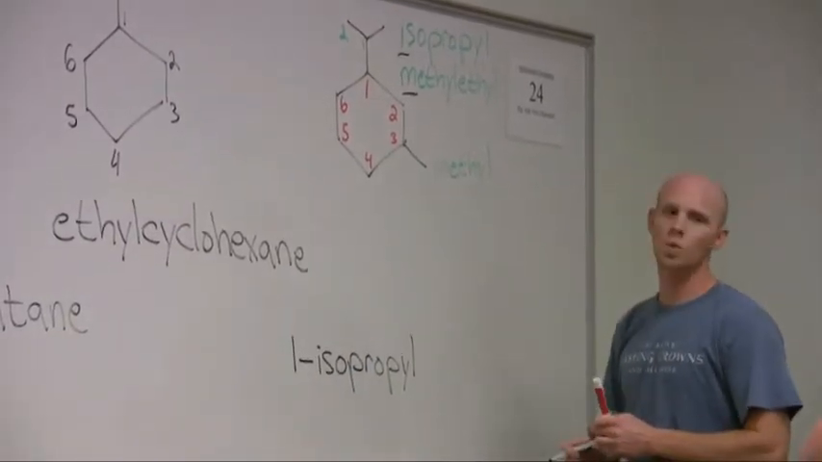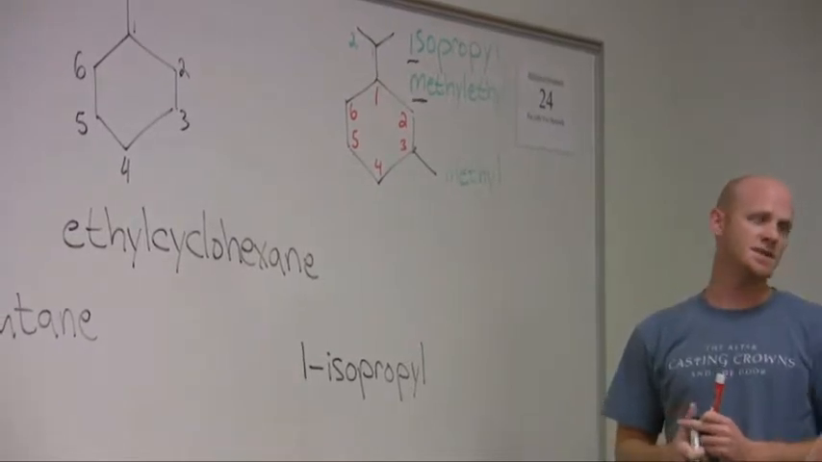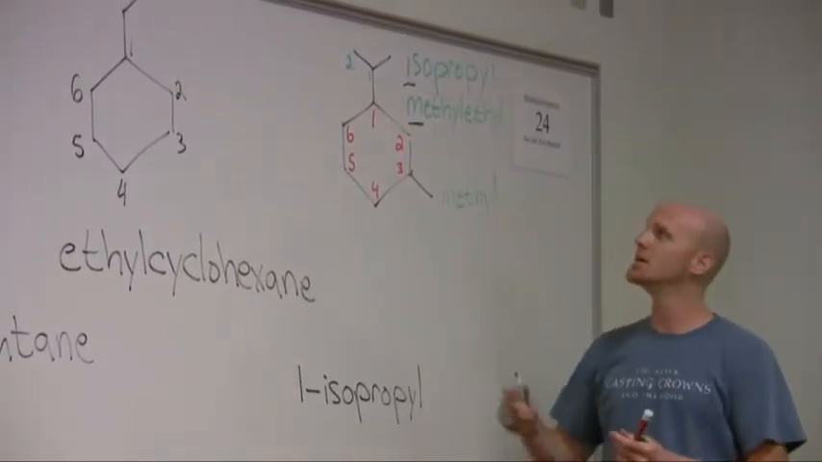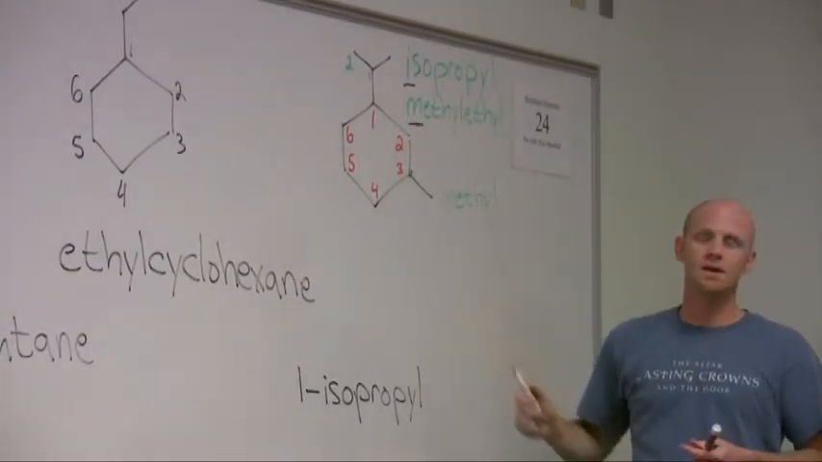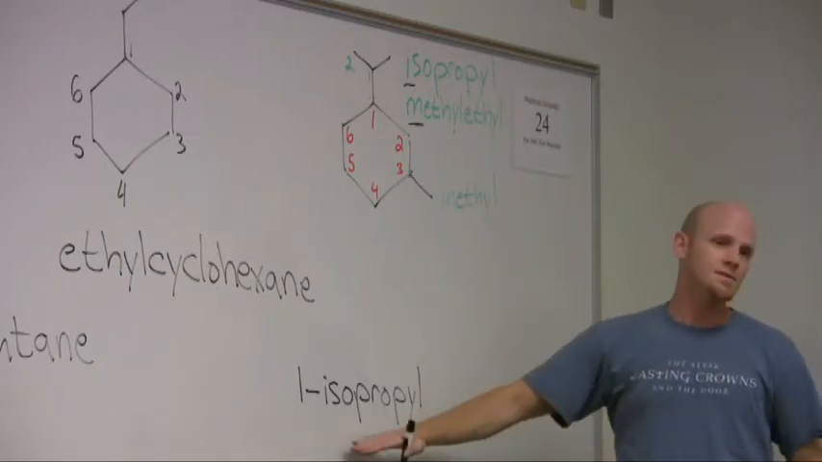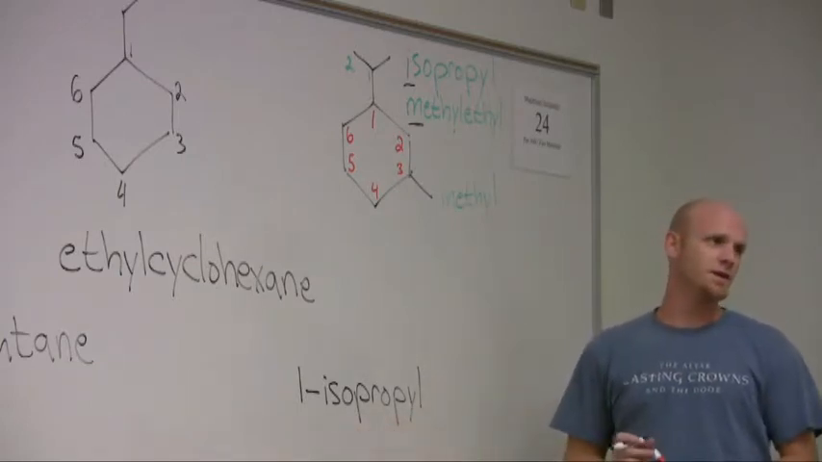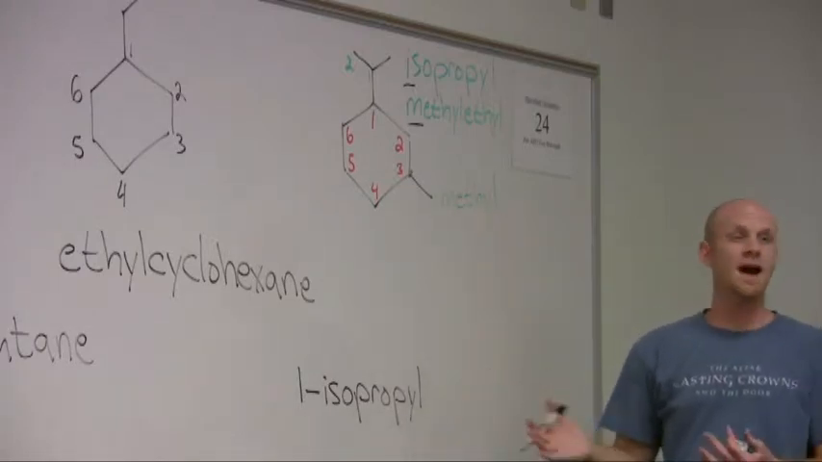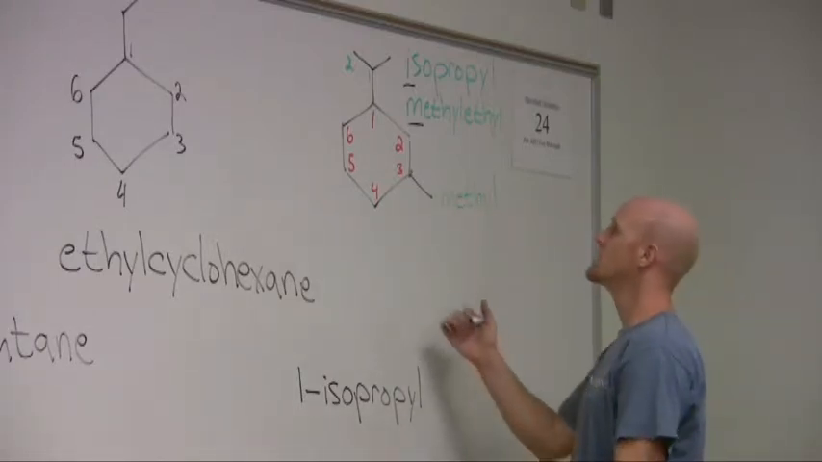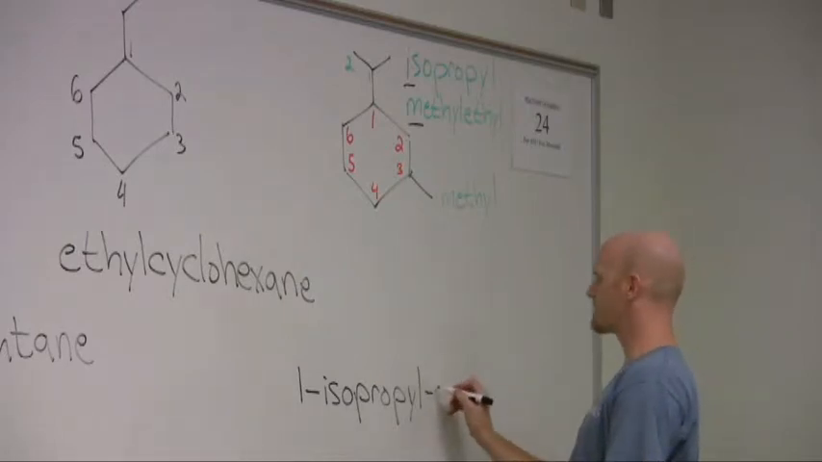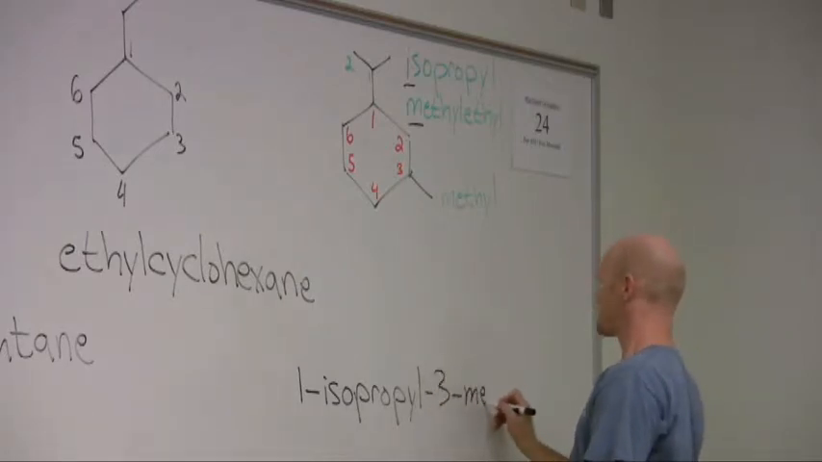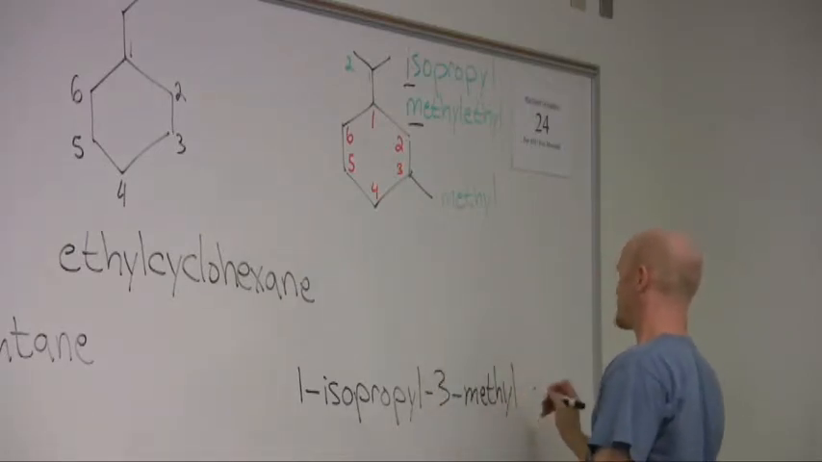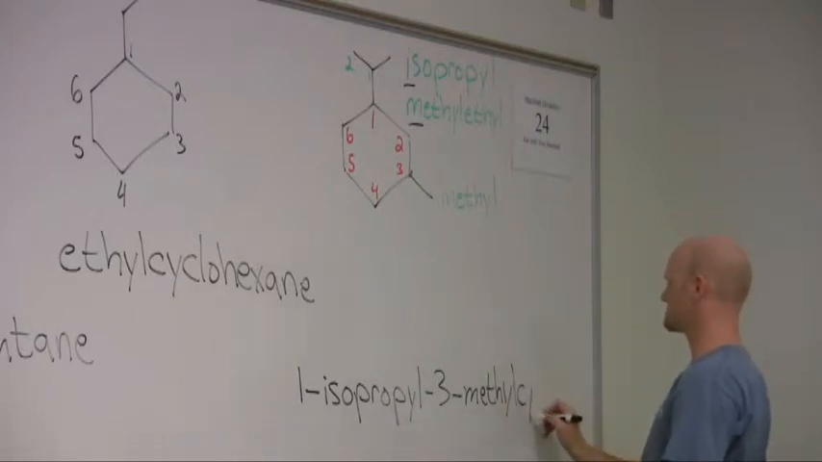So when you've got more than one substituent, I should say more than one type of substituent, in this case we've got an isopropyl and a methyl. When you name them, you name the substituents in what order? Alphabetical as well. Well, in this case, the numerical and the alphabetical match. That may not always be the case. This is 1-isopropyl-3-methyl cyclohexane.